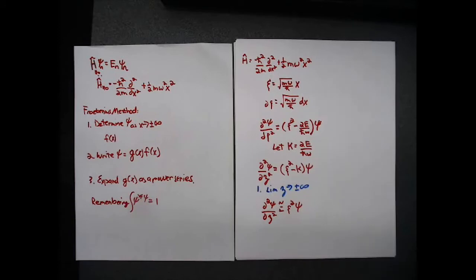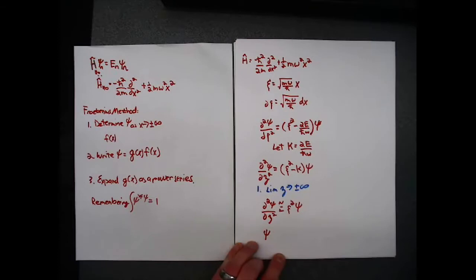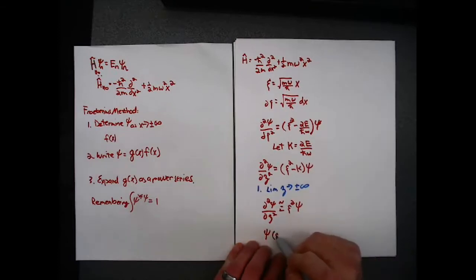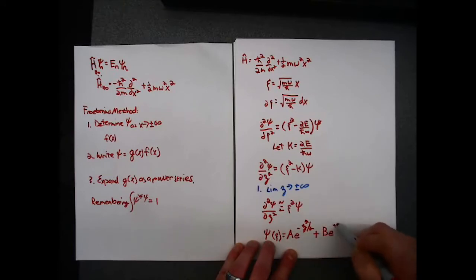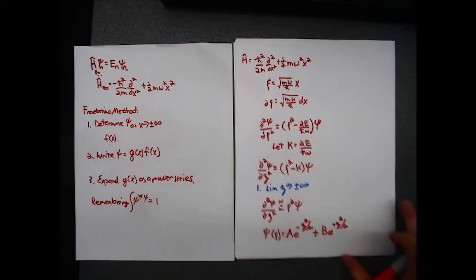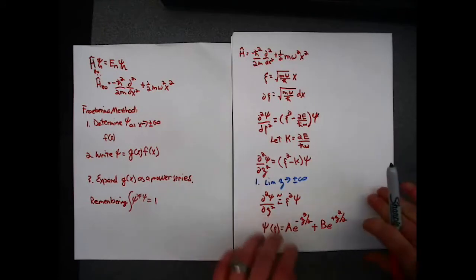The solution to this differential equation would be psi of c is equal to a e to the minus c squared over 2 plus b e to the plus c squared over 2. And you can verify for yourself that if you take the second derivative of this, you get c squared times psi.